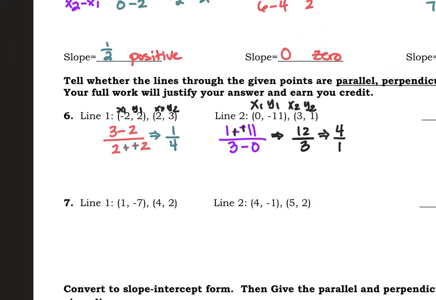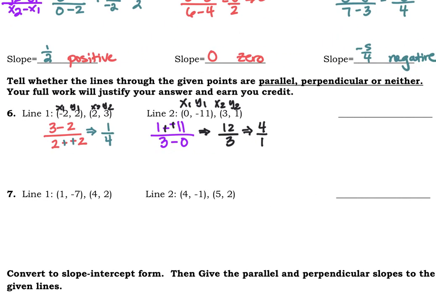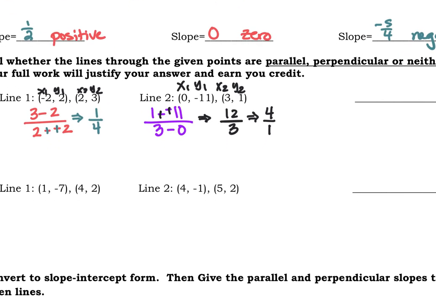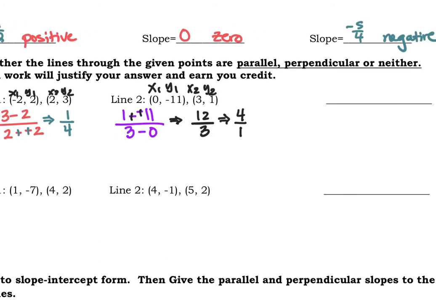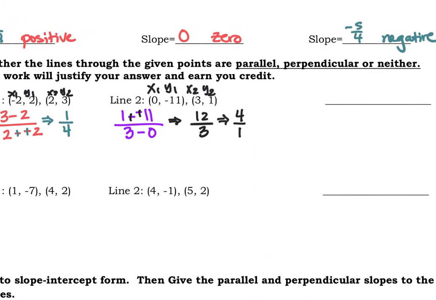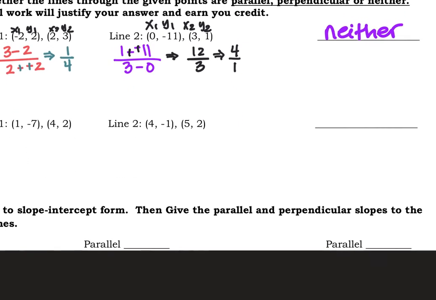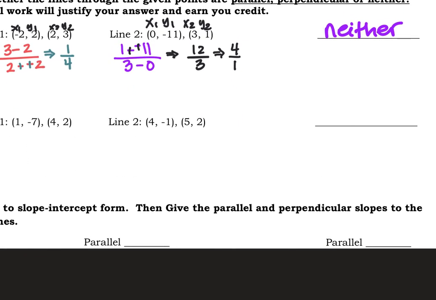Now, if you look at these numbers, we have 1 over 4 and 4 over 1. Are they exactly the same? Nope. Are they complete opposites? But one's not a negative. They're both positives, right? One has to be a negative. So on this one, their relationship is neither. If one had been a negative, that would have been a perfect example of perpendicular.